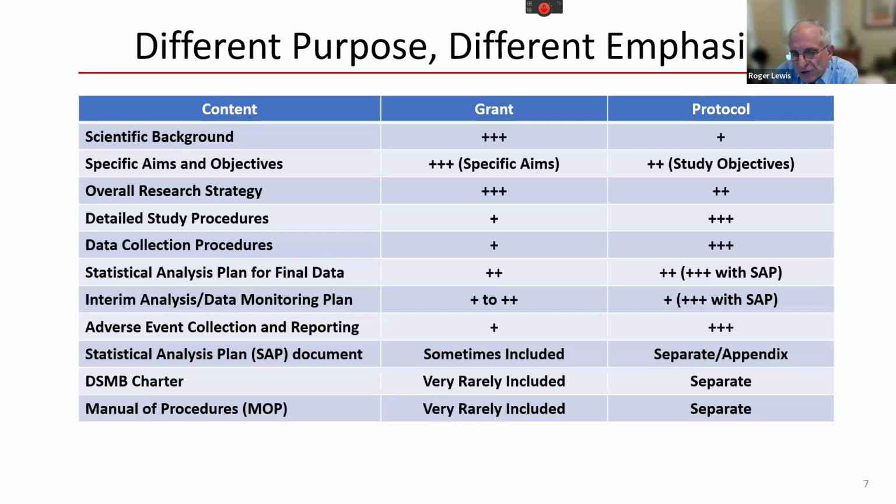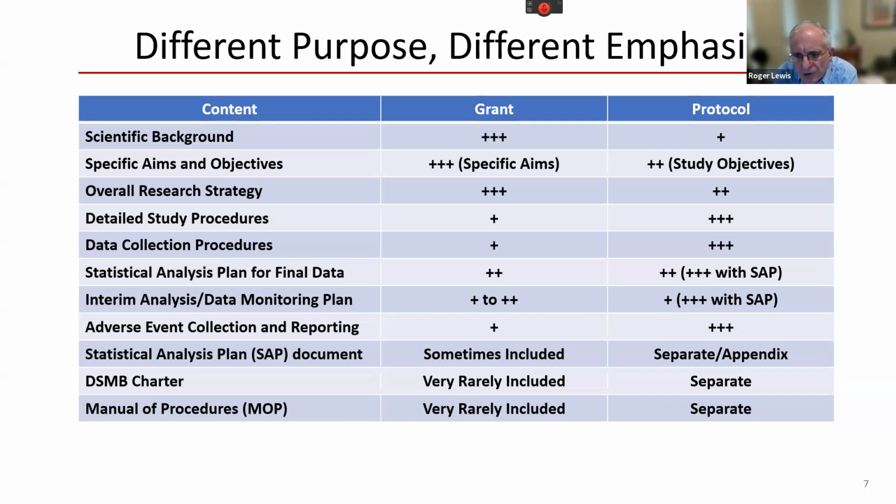Now, you want the statistical analysis document to almost always be a separate document or an appendix to the protocol so that it can be revised without amending the entire protocol. If every time you have to change some detail in the statistical analysis plan, you have to make that an amendment to your protocol and send it back to the IRB, that can be a nightmare, and it's a self-inflicted injury. You don't have to do that.